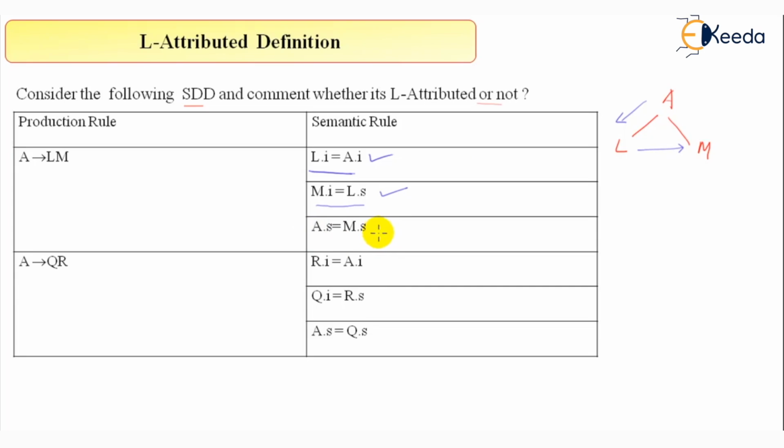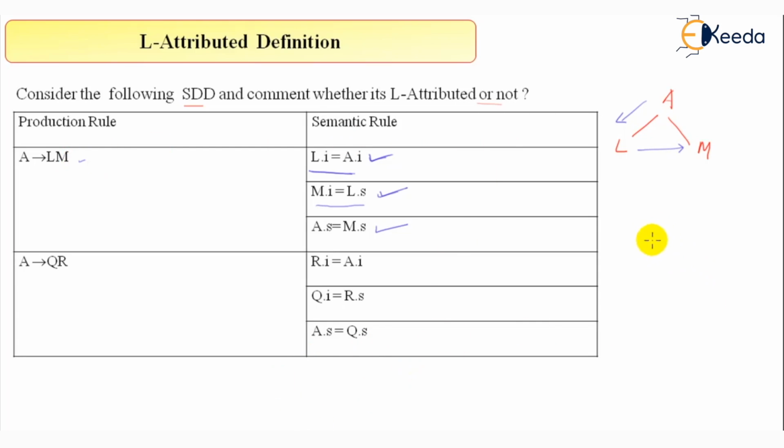This definition is not applicable because this is a synthesized attribute. So A is equal to LM, that definition is totally valid, that it takes the value from the inherited attribute of the parent or the left sibling, and this is not applicable, so it is okay. So we don't have any issue with this particular production rule and this set of semantic rules.